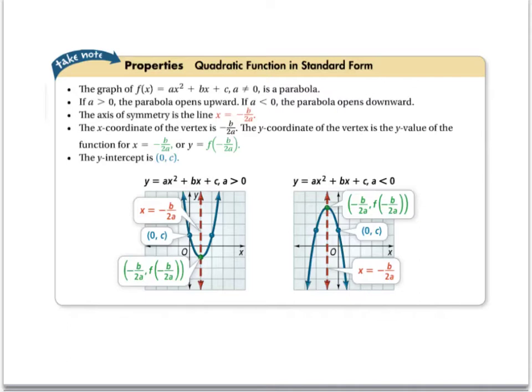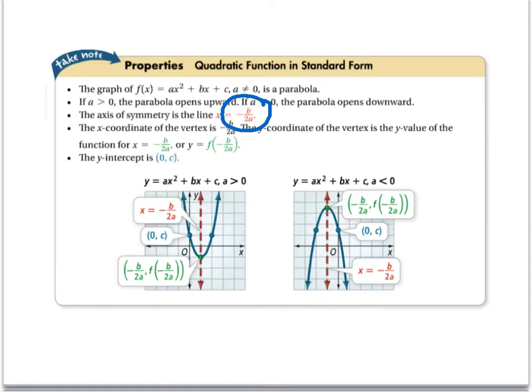And the way you find the x value is with this expression, the opposite of b over 2a. Well, what are b and a? They are the coefficients that come from ax squared plus bx plus c. So the main thing here when you're graphing from standard form is to recognize that to find my vertex, to find the x value, I need to use the opposite of b over 2a.